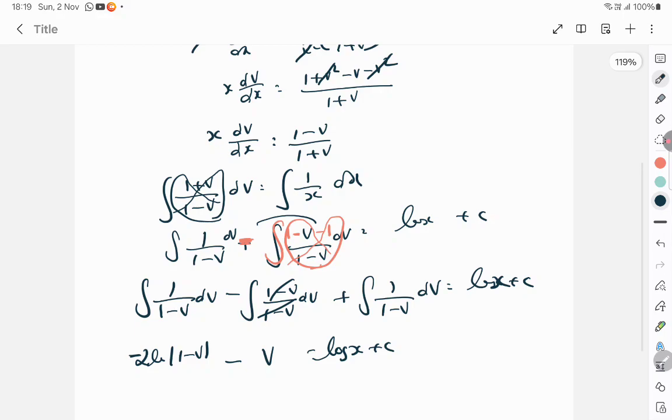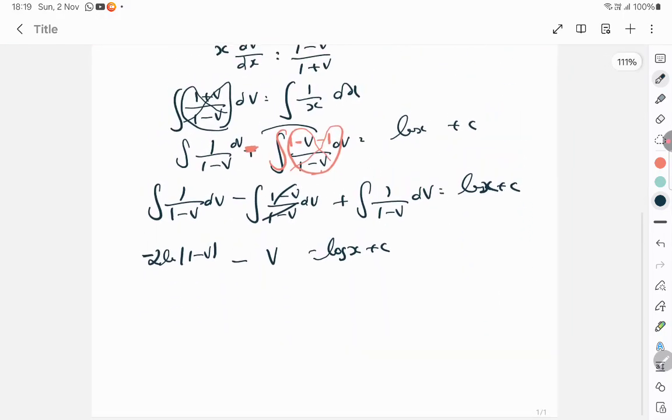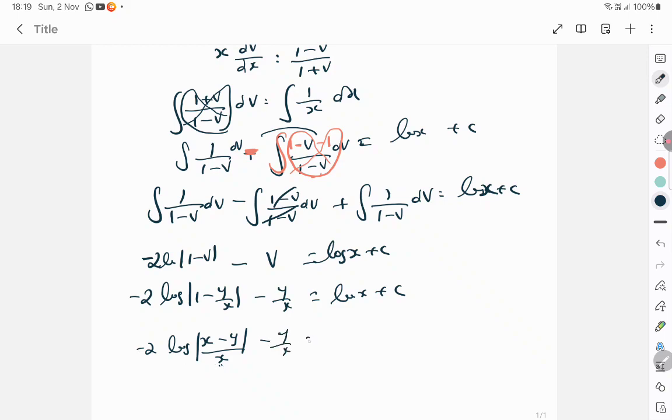What is v? y = vx means v = y/x. So wherever v is, write 1 - y/x, and minus y/x, equal to log x + c. That's your answer. You can also take LCM and further simplify based on the book back answer. You can approach it till the book back answer. That's up to you. You can leave it like that, but try to get the book back answer till the end.